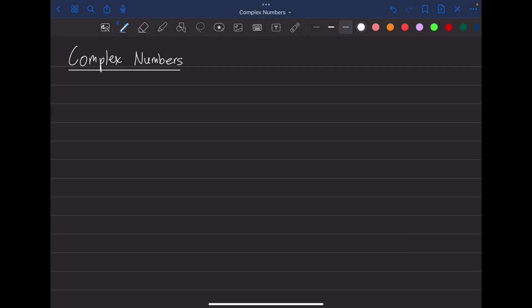Hey, in this lesson I'm going to go over complex numbers, what they mean, and how we can use them with the normal mathematical operations that we are used to. So first, what is a complex number? It is represented as i. What does it mean? It has a value of the square root of -1.